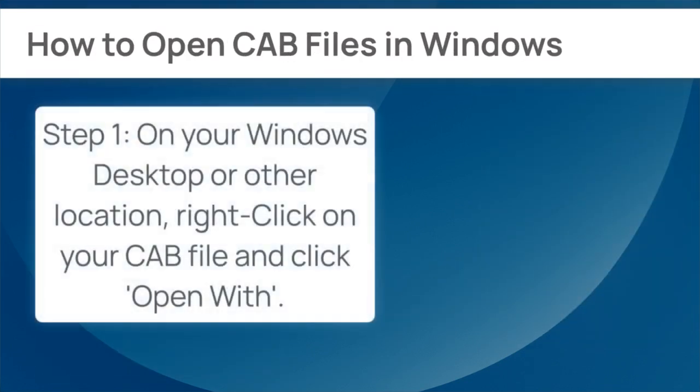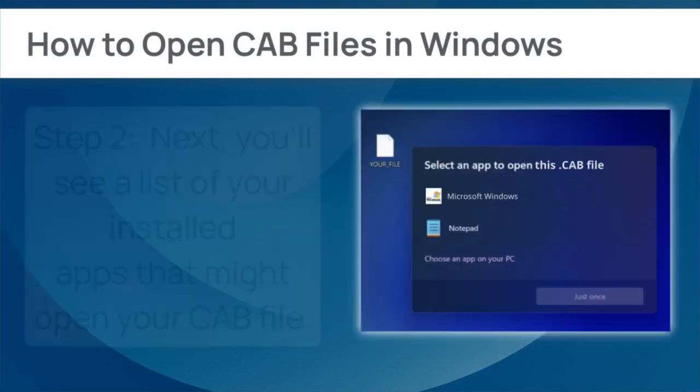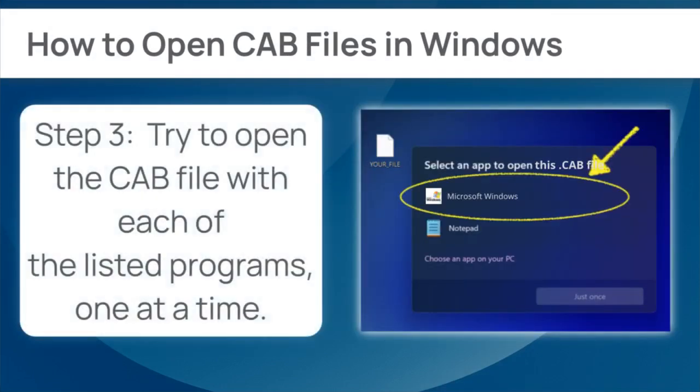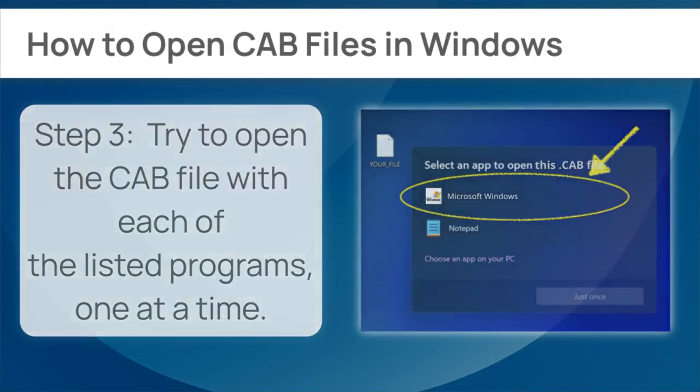Go to the file and right-click your CAB file, then click Open with, prioritize Microsoft Windows if you see it. If not, select any program on the list. A little trial and error is expected here.